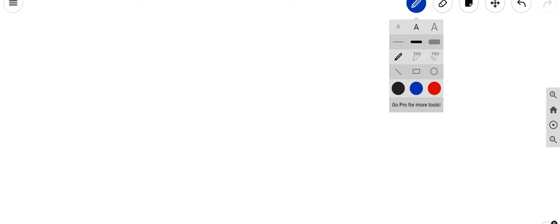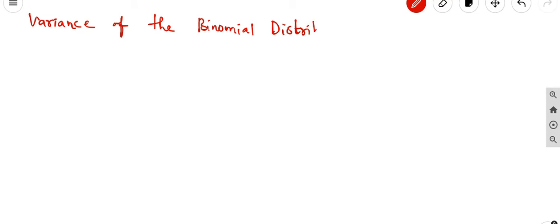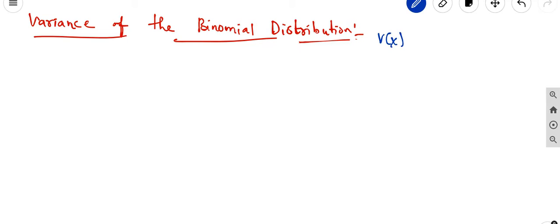Next constant is variance. Variance of the binomial distribution. Variance of the binomial distribution means, by the definition of variance, V of X is equal to expectation of X square minus expectation of X whole square.